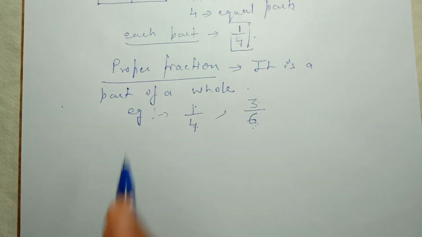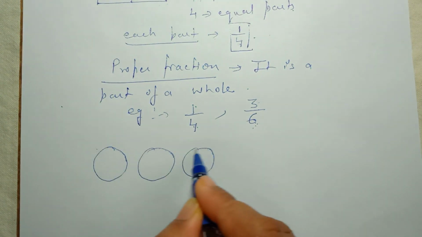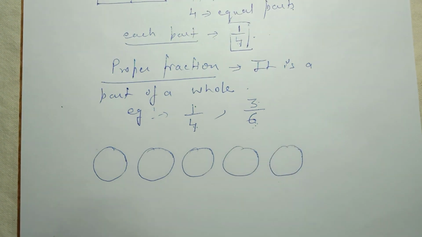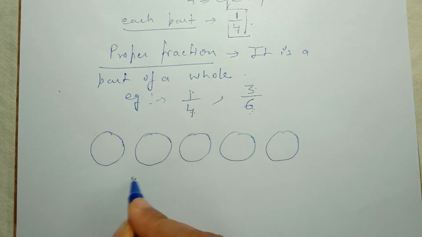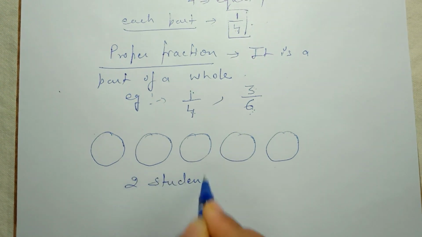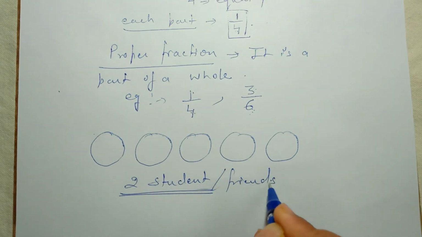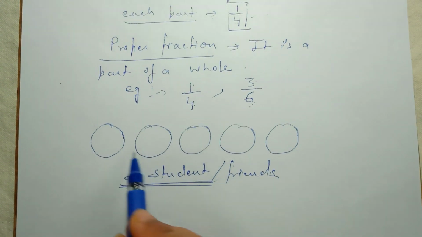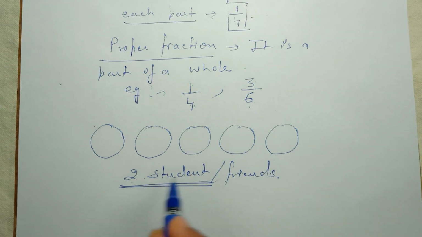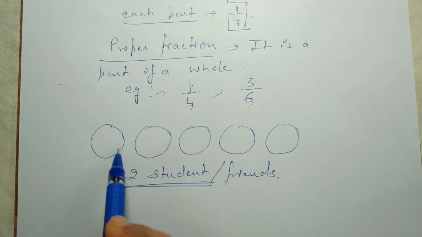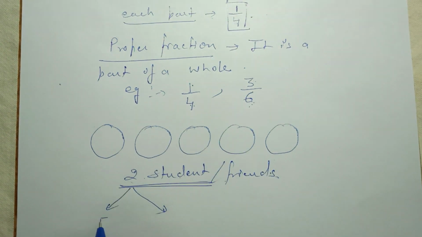Come to the next example. Suppose we have 5 chapatis, 1 2 3 4 5, and we have to distribute these 5 chapatis between 2 students, or between 2 friends. So how are we going to distribute them? Both students will get an equal part. How many students are there? 2 students. How many chapatis are there? 1 2 3 4 5. So each student will get half of it.